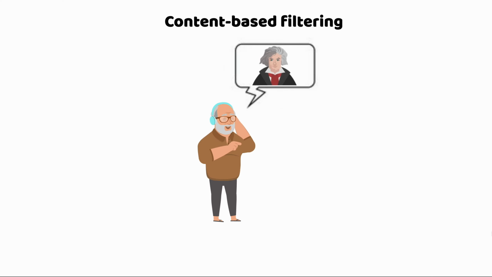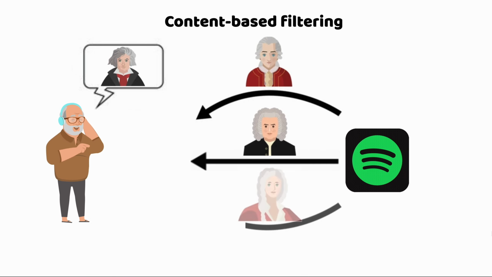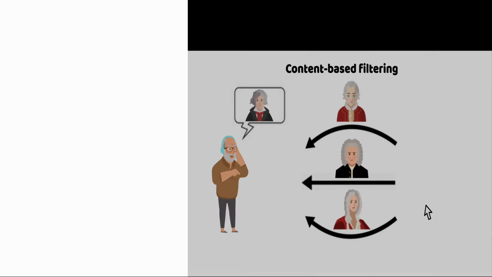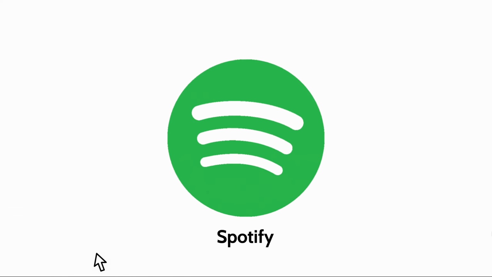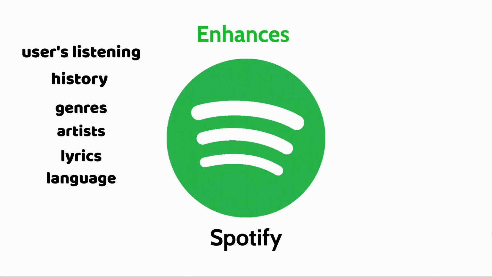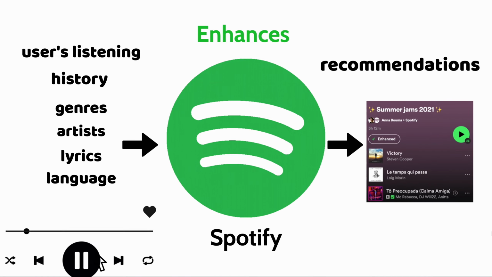Content-based filtering only considers the data profile from one customer and suggests items that are similar to what this user has consumed before. An example of content-based filtering is Spotify. The feature is called Enhance, and the AI behind Spotify Enhance analyzes different characteristics of your listening history and gives you song recommendations that you might enjoy based off those characteristics.